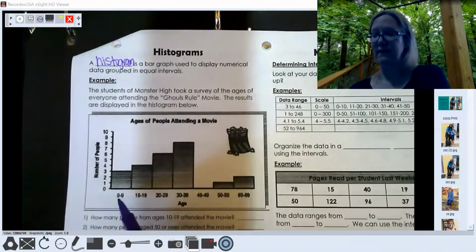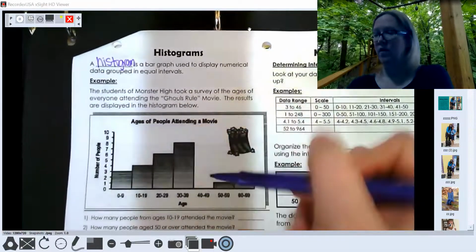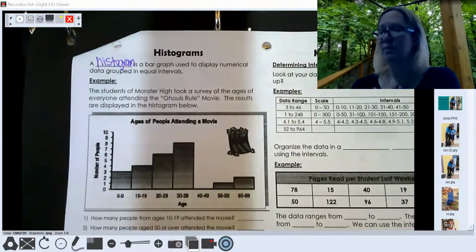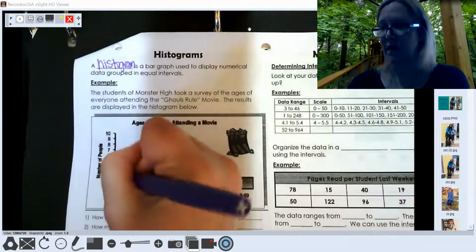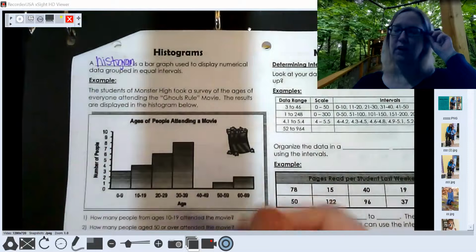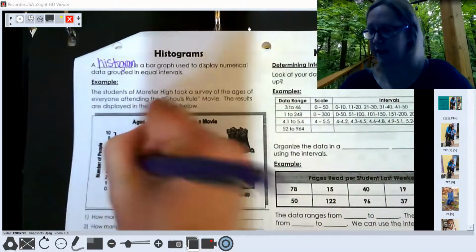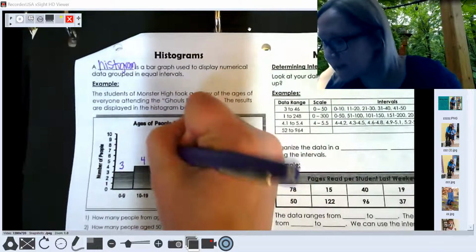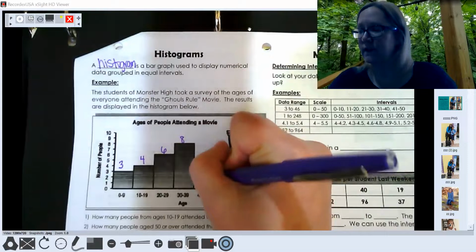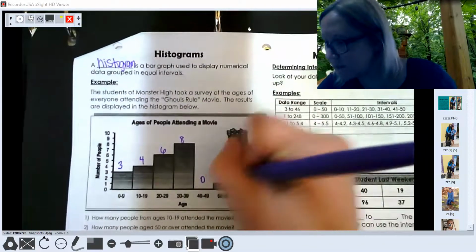So what this is saying is that there were, say, 3 people aged 0 through 9 who attended the movie, or 4 people from 10 to 19. Anytime I'm doing these types of problems, I always start by putting the number above each bar, just so I don't have to go back and redo that every time I'm trying to answer another question. So I see 0 through 9 is 3. Then I have 4, 6, 8. Notice right here, there's a gap in our data. That's 0. You can put that or you can leave it blank. Then 1 and 2.